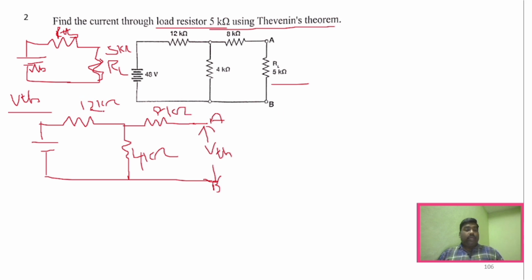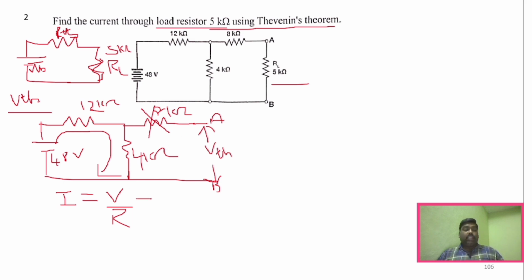Now, how will you find this? The source is 48 volts. We need to find VTH. For that, first I need to find the current I, which is V by R. Before that, understand that we have a voltage source here, so the current will flow in this direction. We have removed the load resistance, so this 8 kilo ohm becomes inactive, because this is a closed path and this is the open path, and we don't have any sources here, so this 8 kilo ohm is neglected.